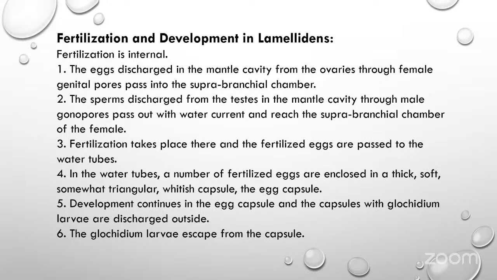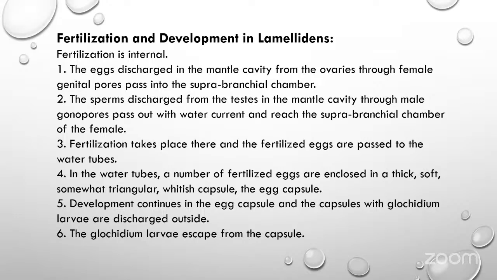Now let us see the fertilization and development in lamellidans. The fertilization is internal. The eggs discharged in the mantle cavity from the ovaries through female genital pores pass into the suprabranchial chamber. The sperms discharged from the testis in the mantle cavity through male gonopores pass out with the water current and reach the suprabranchial chamber of the female. Fertilization takes place there and the fertilized eggs are passed to the water tubes.